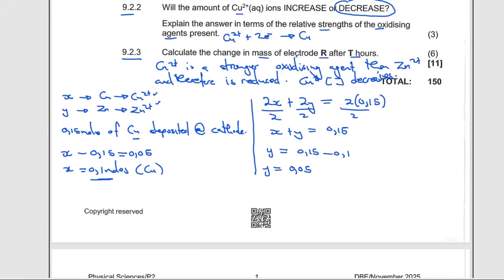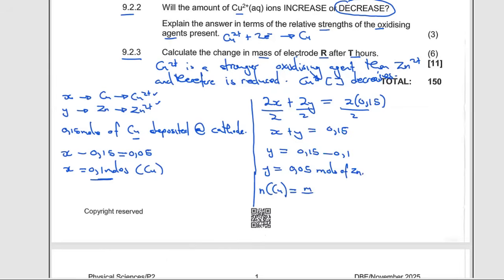So it's 0.05, right? So what were we calculating there? Moles of zinc. So it's going to be moles of zinc that was oxidized, right? So in terms of the change in mass there, what are we going to have? I'm going to start with the formula for number of moles.